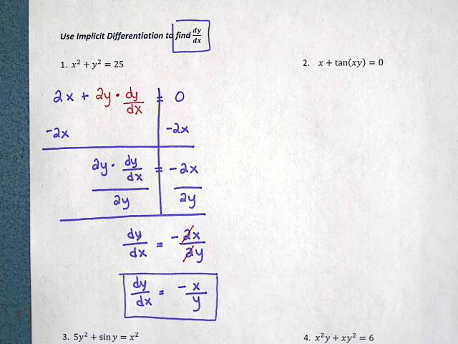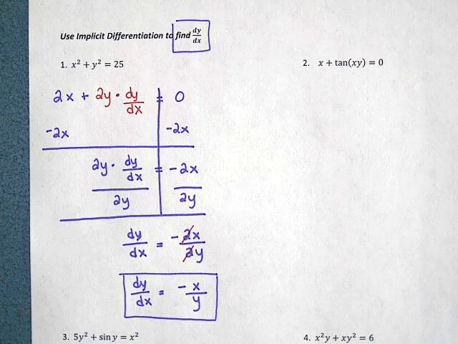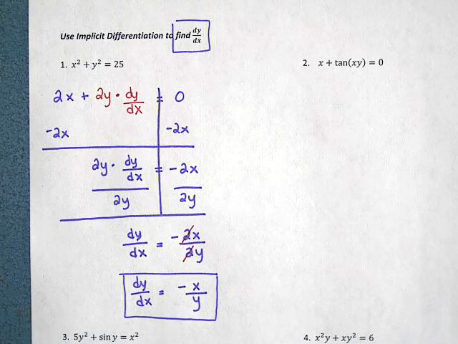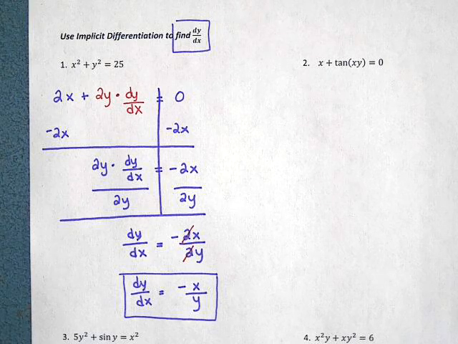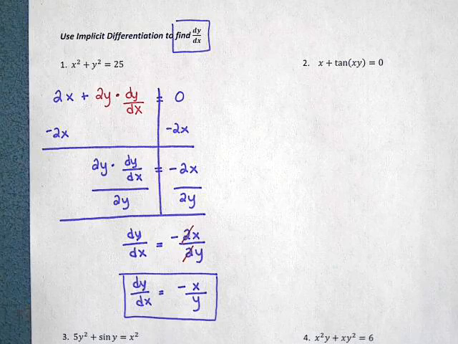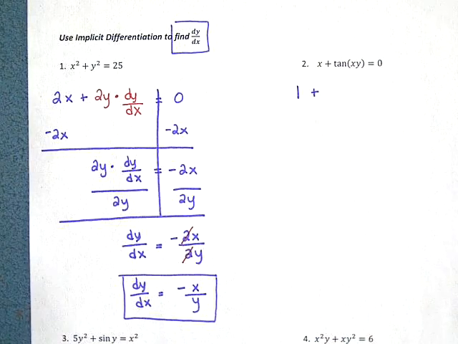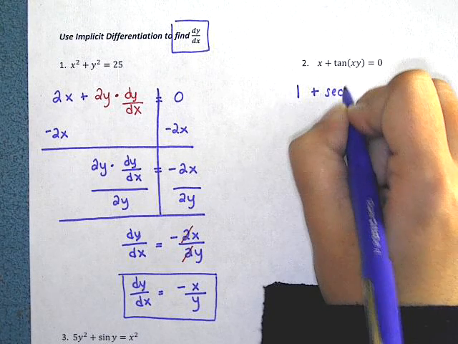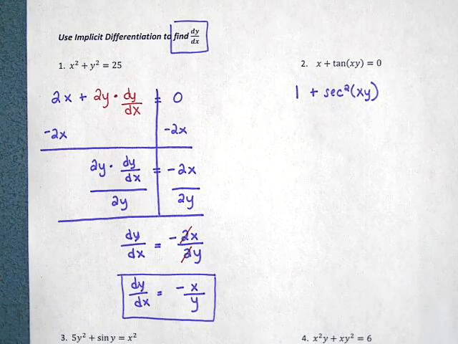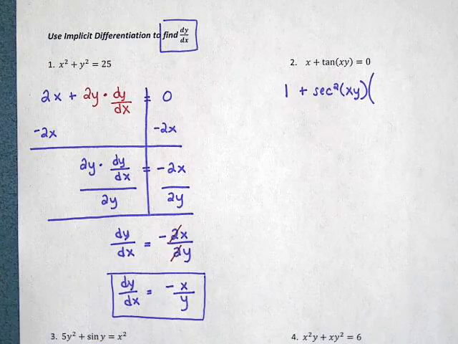Now this is what I would call the most basic, straightforward example possible. So let's try problem 2. Problem 2 says x plus tangent of xy equals 0. You can tell already because of the way the problem is written, it's going to be a little bit more complicated. So let's take the derivative. The derivative of x is 1, plus the derivative of tangent would be secant squared, and we leave the inside alone. But since the inside has a product in it, we need to use the product rule here.